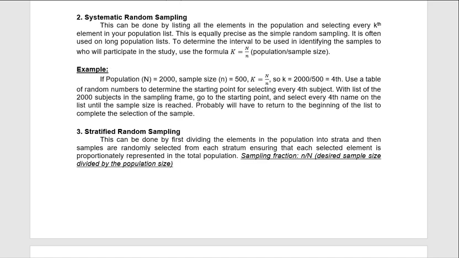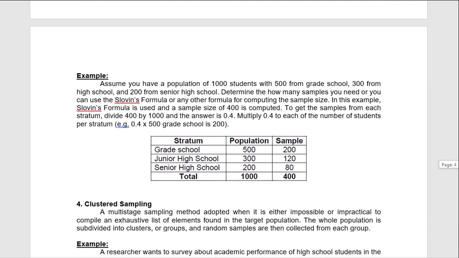Now next we have stratified random sampling. This can be done by first dividing the elements in the population into strata, and then samples are randomly selected from each stratum, ensuring that each selected element is proportionately represented in the total population. So sampling fraction is equal to sample size over the population size. So let's have an example for this one.